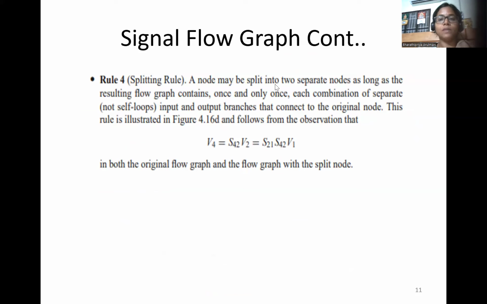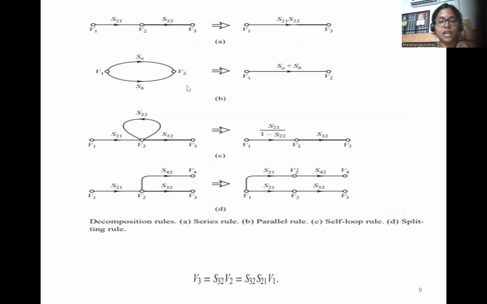A node may be split into two separate nodes as long as the resulting flow graph contains once and only once each combination of separate input and output branches that connect to the original node. So we can observe that V4 equals S42 times V2, which can be written as S21 S42 times V1. This can be explained with the help of this diagram.